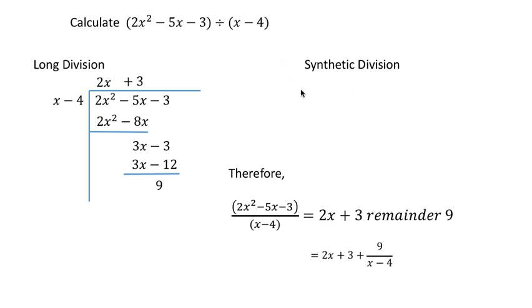Okay, again, synthetic division works the same way. This time you put a 4 in the box, you put the coefficients here. All right, bring down the 2. 2 times 4 is 8. Add them together, you get 3. 4 times 3 is 12. Add them together, you get 9. So there is your 2x plus 3, remainder 9.